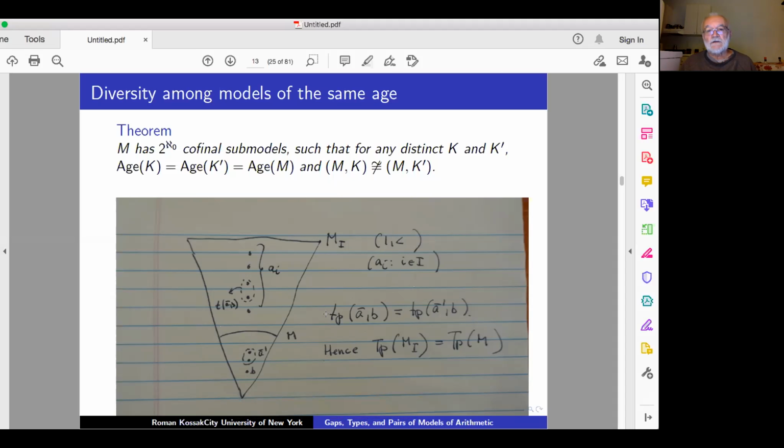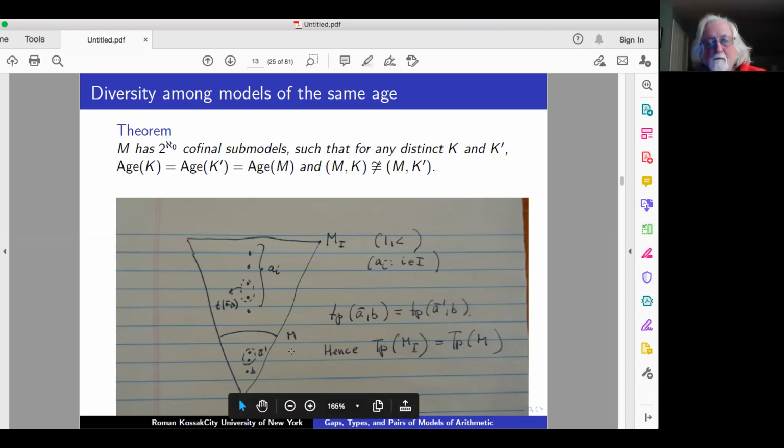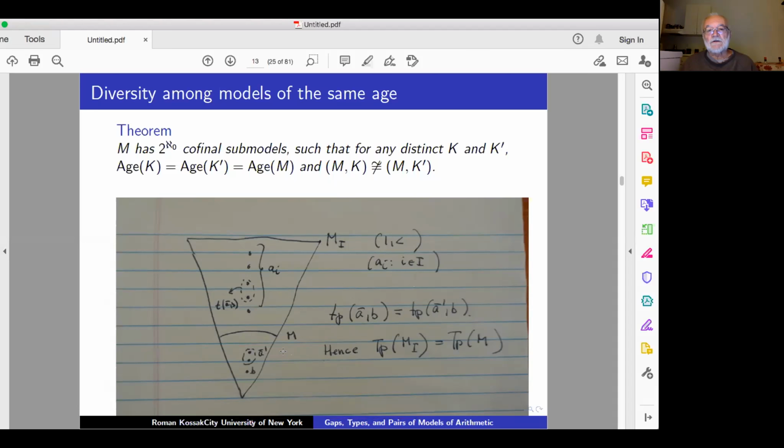So then you get a minimal type, and I will talk more about minimal types soon, that's realized in M. And if you have this minimal type, you can use it and you get an end extension. This is all Gaifman's machinery. Once you have a minimal type, you extend it to the type over M, and then you make a canonical extension, this Mi.